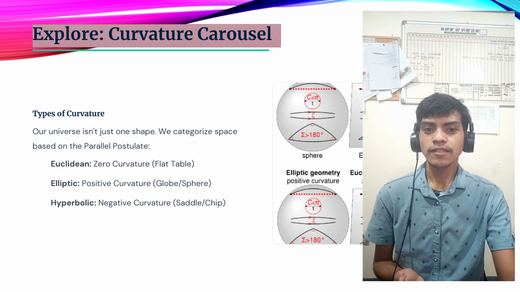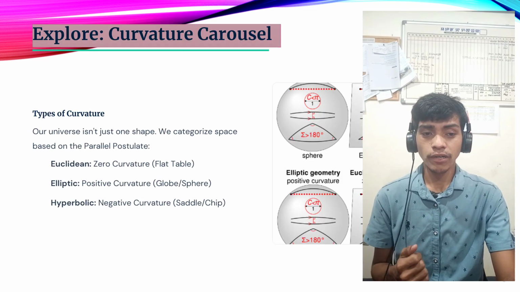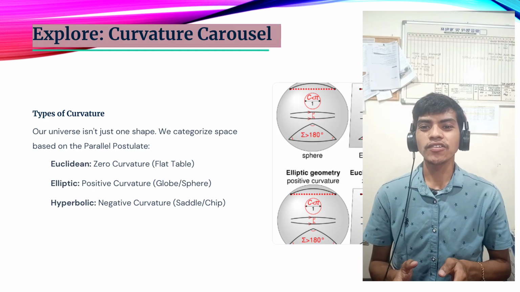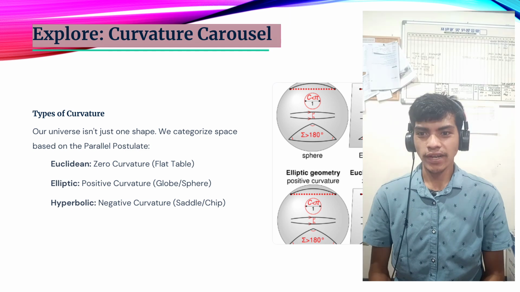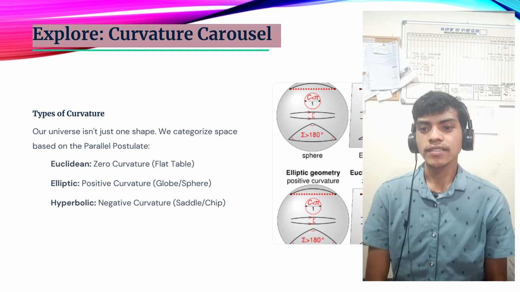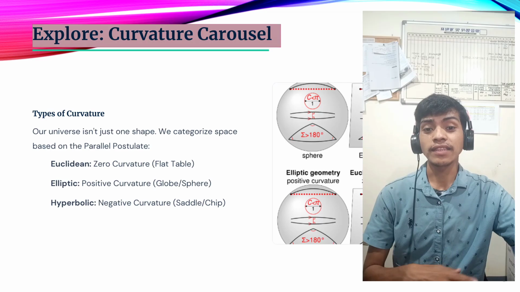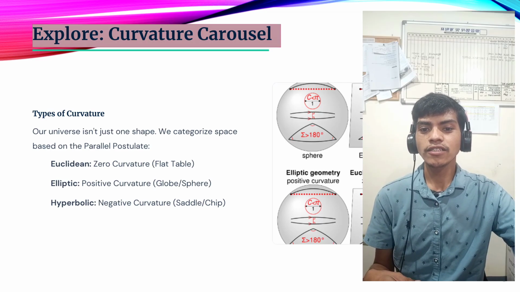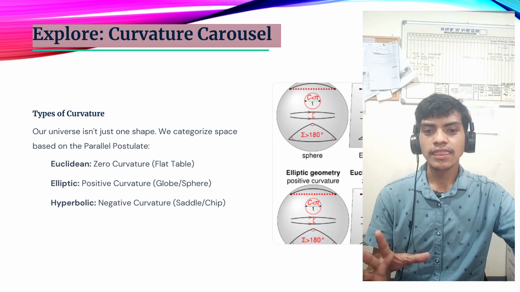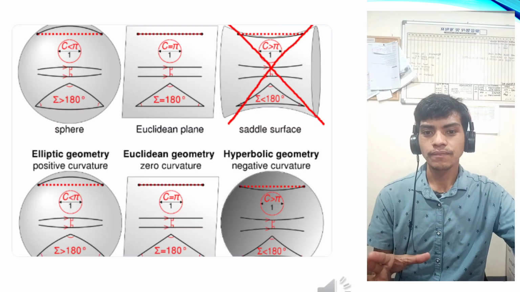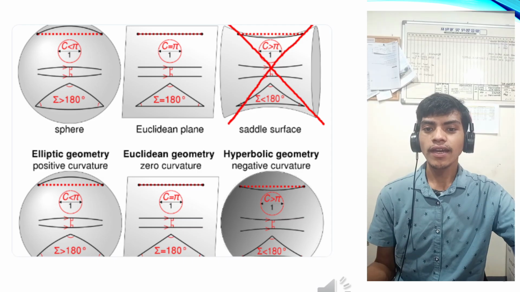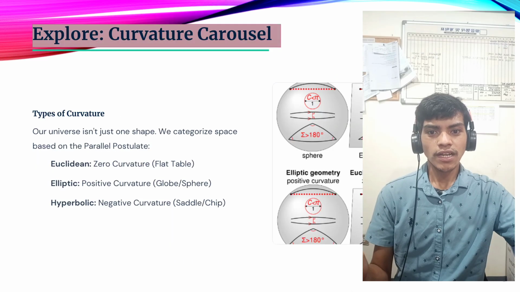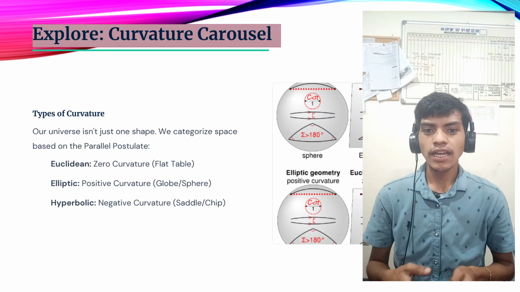So let's proceed. Here are the types of curvature. Our universe isn't just one shape. We categorize space based on the parallels postulate. Number 1, Euclidean. This is a zero curvature, or the flat table. As you see in the illustration here, this is a Euclidean plane, and this plot is a zero curvature, which means you don't see any curve in this Euclidean plane.